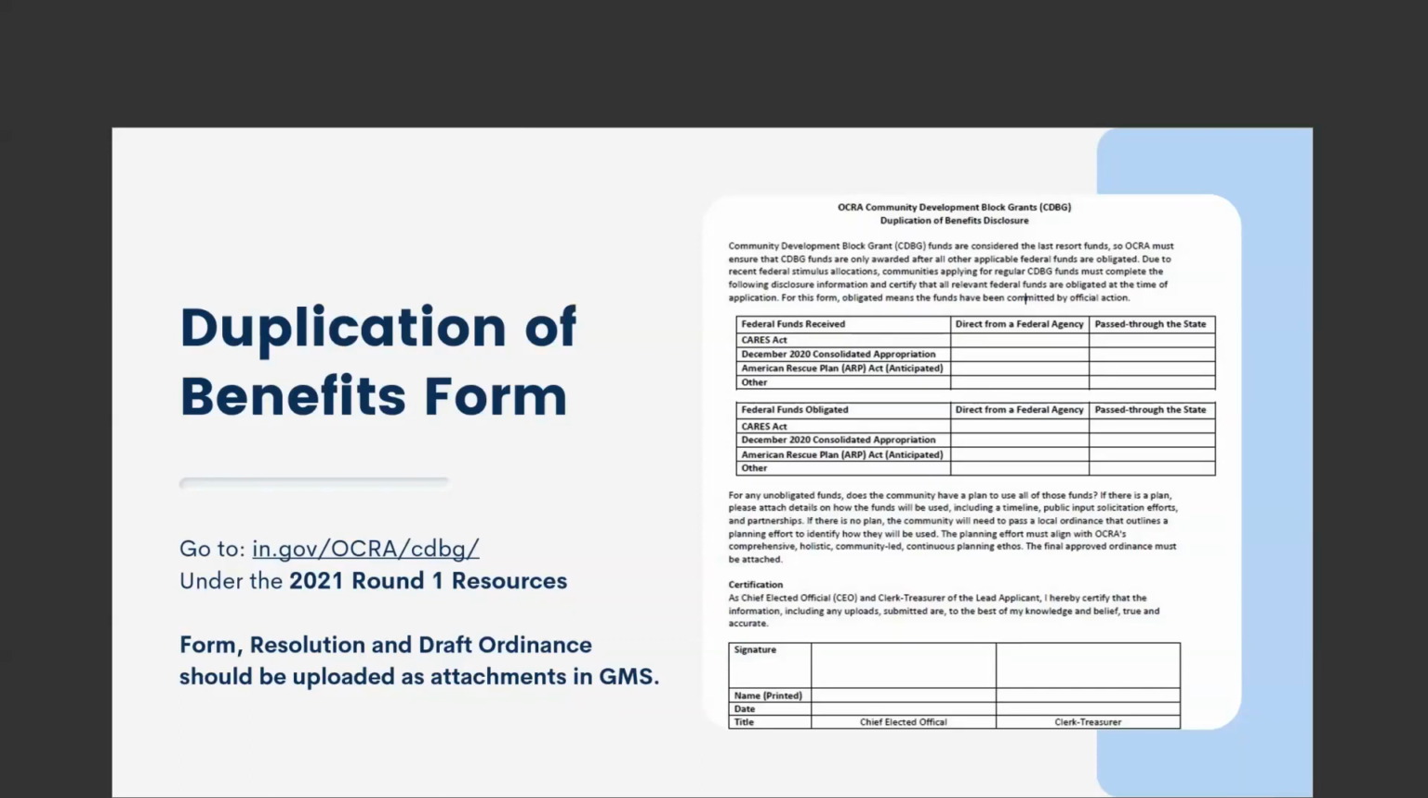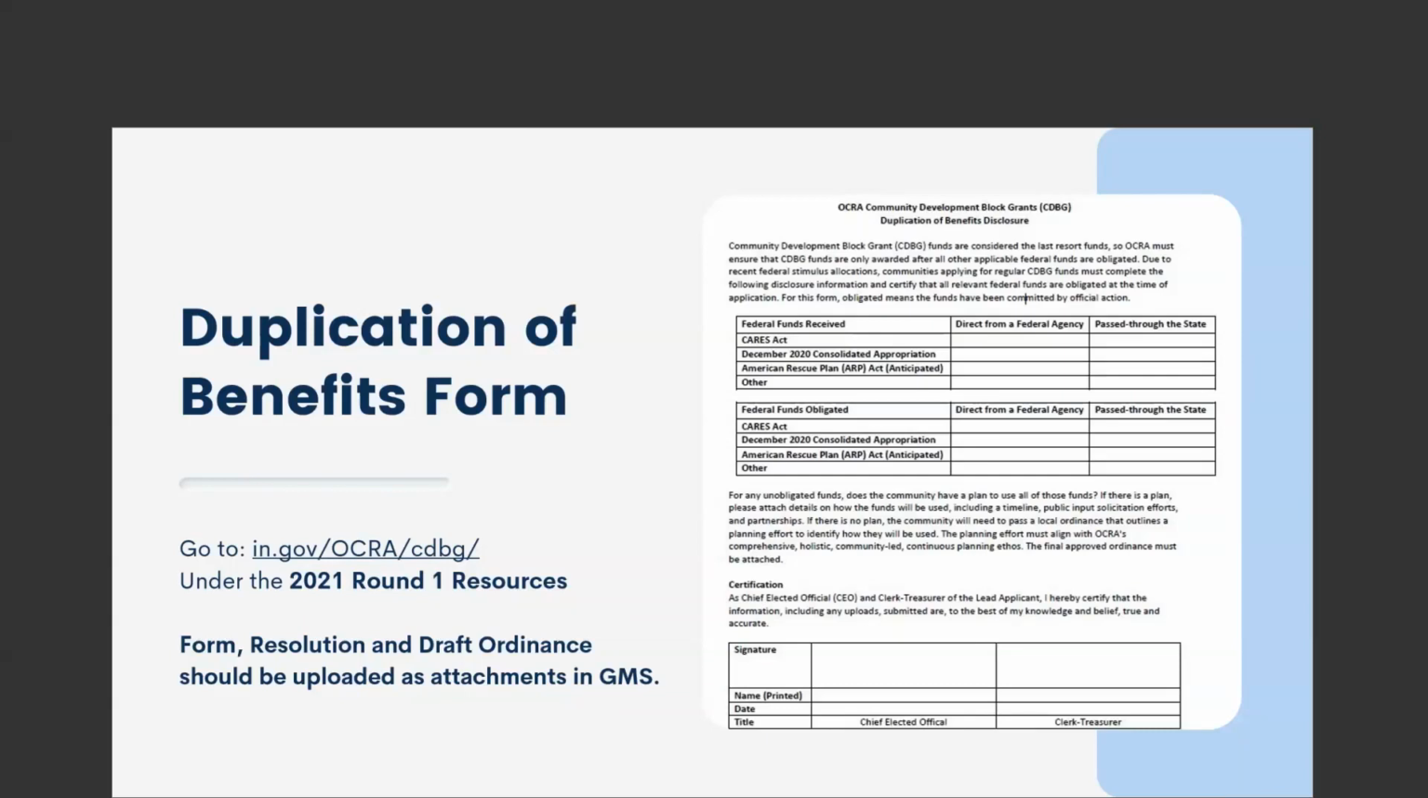The next area is obligated. For the purpose of this, obligated means that the funds have been committed by an official act. So this would be that your governing board voted to obligate or allocate the funds to a specific project or a specific use.